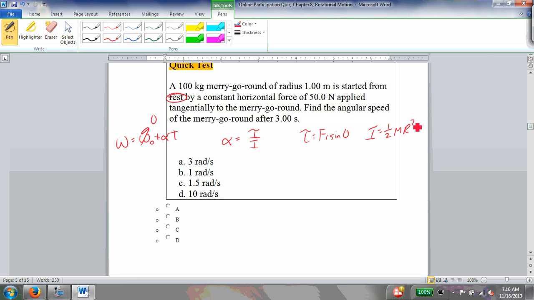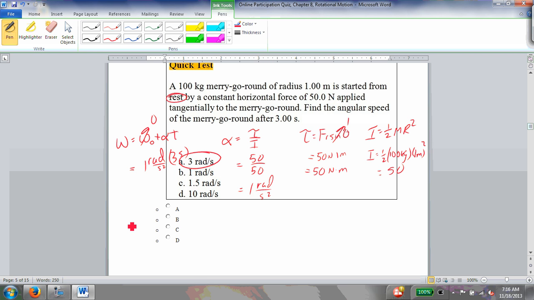All right, so first the torque. The angle theta is 90 degrees, so sine of theta is equal to 1. My force is 50 newtons times the radius, which was 1 meter. It's going to be 50 newton meters. And then my moment of inertia is going to be 1/2 times the mass, which is 100 kilograms, times the radius, which is 1 meter squared, so that's equal to 50. Now that gives me an angular acceleration equal to 1 radian per second squared, 50 over 50. And then I want to know omega after 3 seconds. So that's my 1 radian per second squared times 3 seconds, which is 3 radians per second. So A is the right answer.